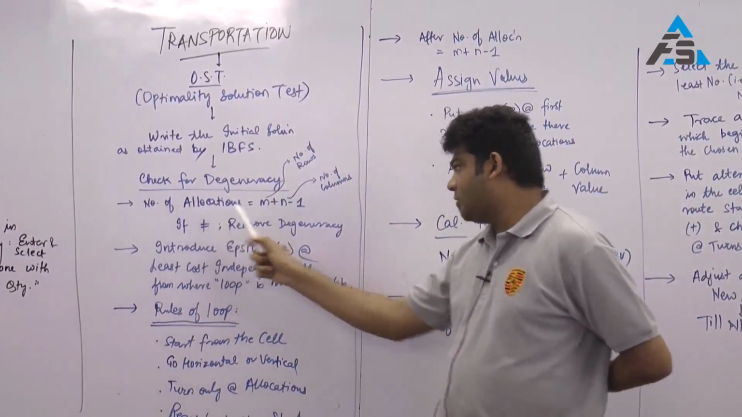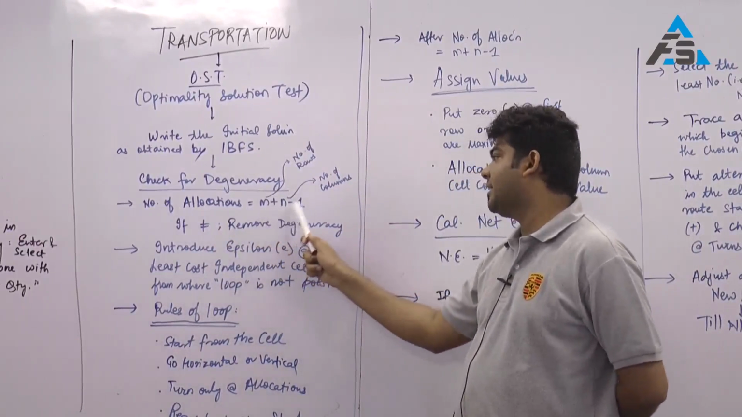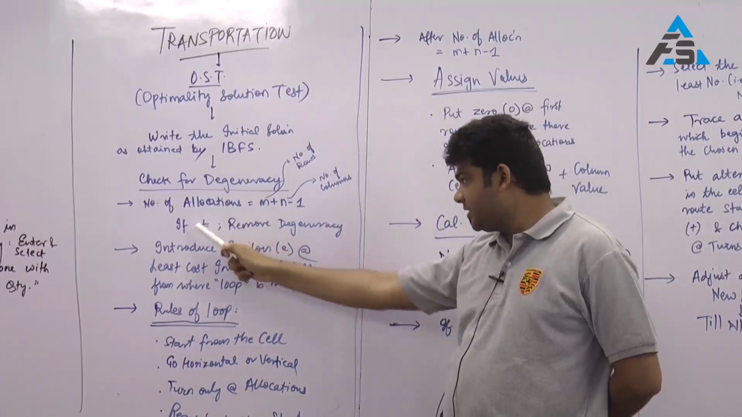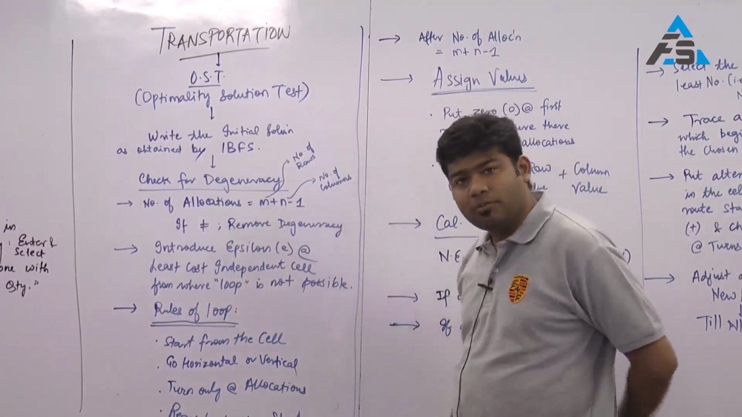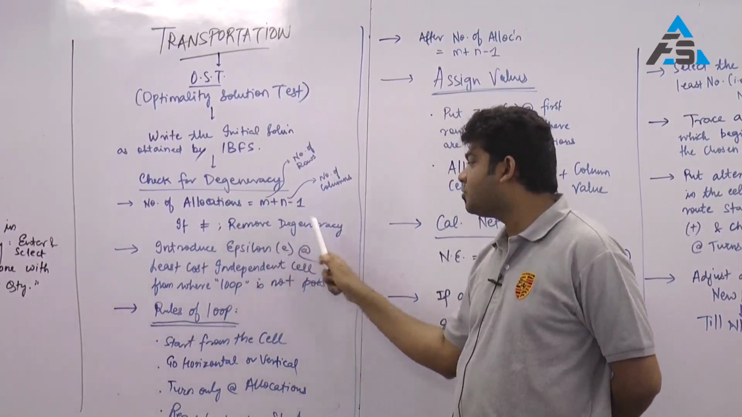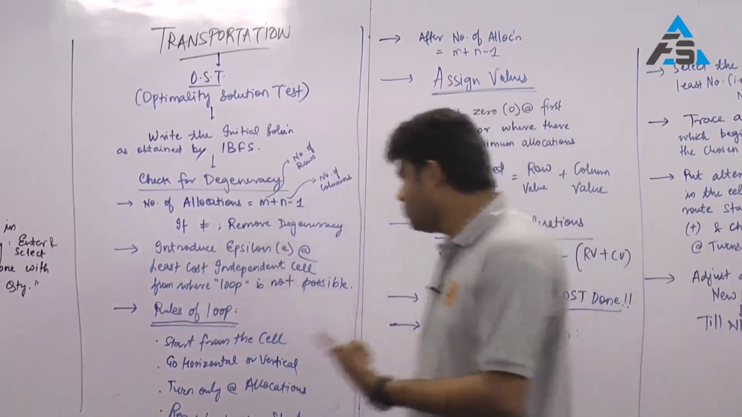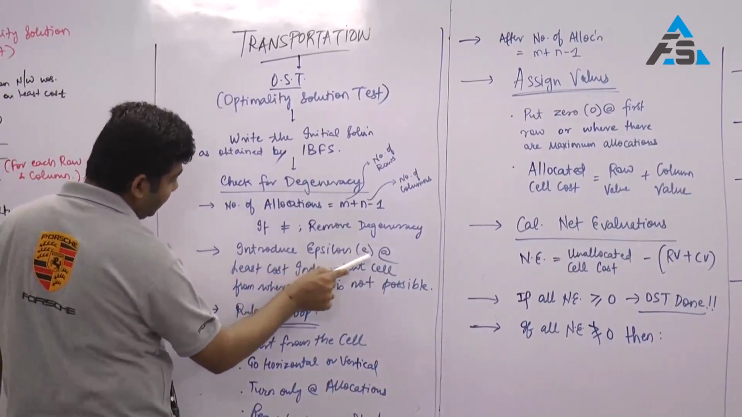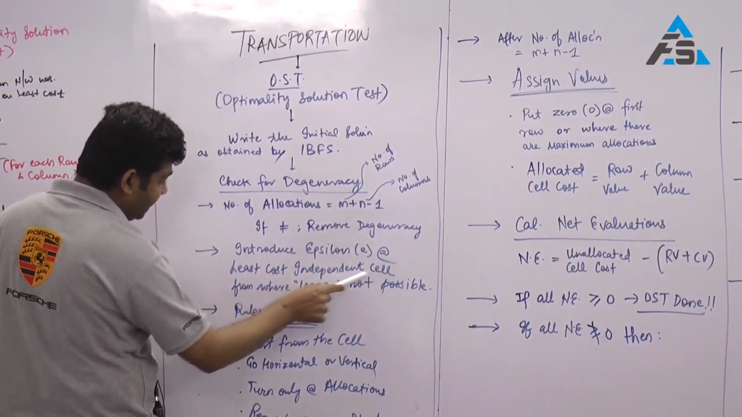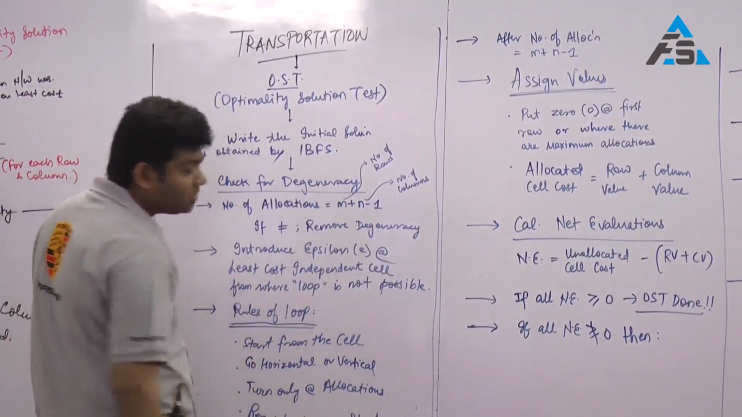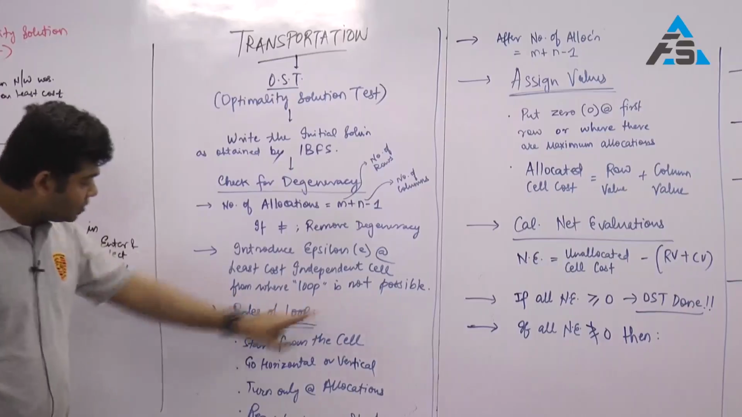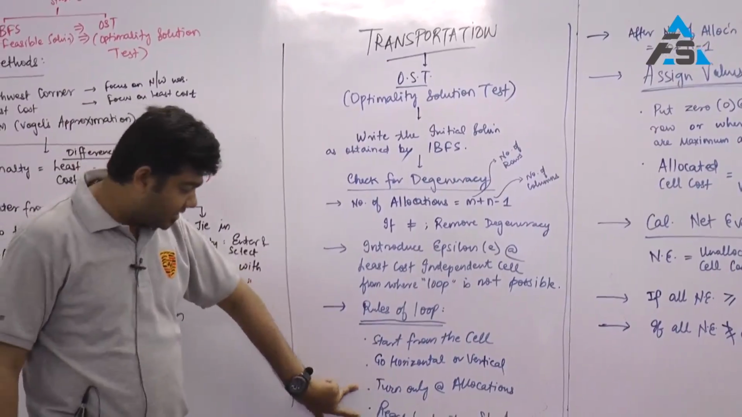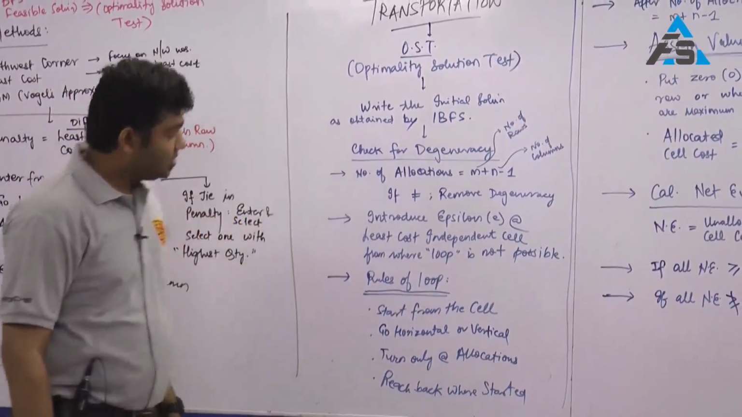So number of allocations should be equal to m plus n minus 1 in order that we can move on to assigning of values. But if it is not equal, then we say that the problem is degenerate and we will have to remove degeneracy. How do you remove degeneracy? We remove degeneracy by introducing epsilon E at least cost independent cell from where loop is not possible. What is the loop? Rules of loop. Start from the cell, go horizontal or vertical, turn only at allocations, reach back where you started.